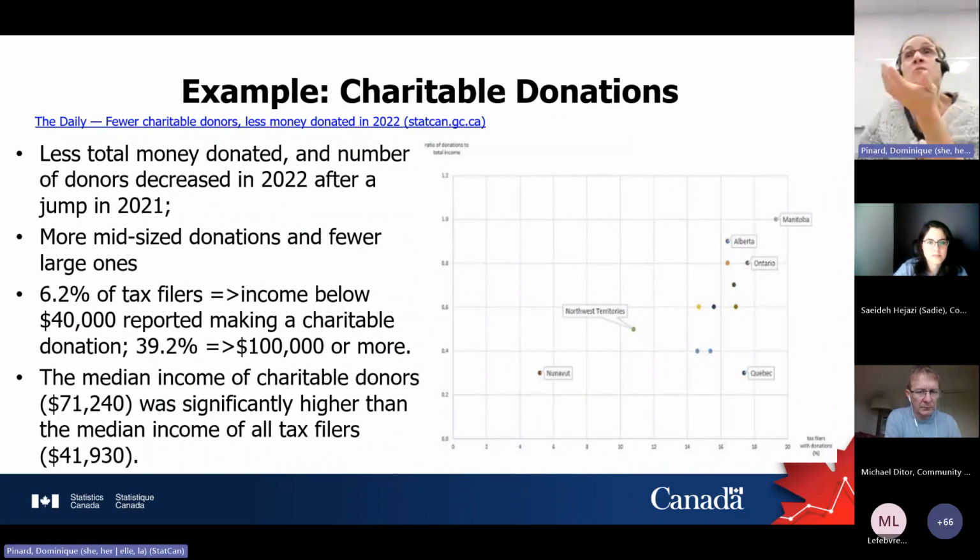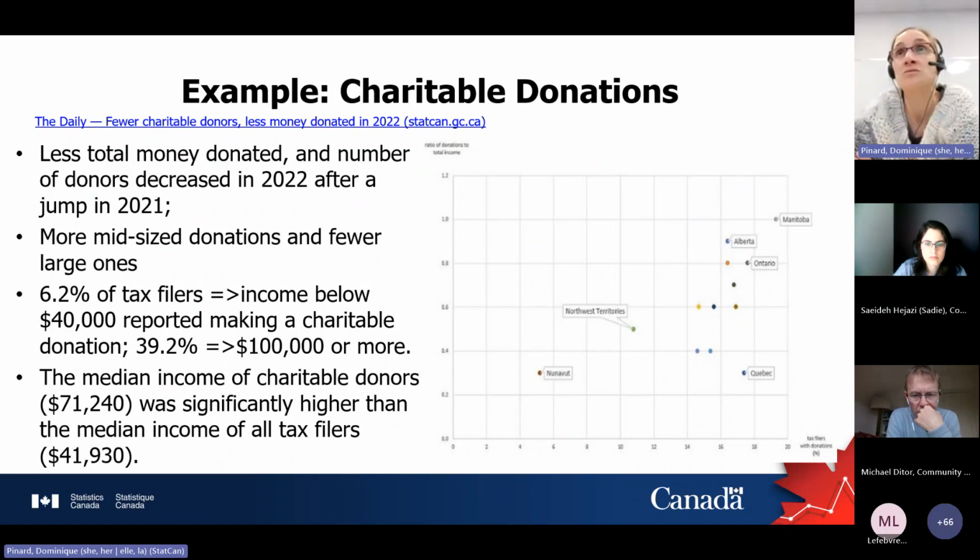And another point is the charitable donation that we released with the preliminary. So here on the right, you have a graph that shows the portion of tax filers who are making donations versus the ratio of donation to total income of that region. And so it's very interesting to see Manitoba is actually at the very top right corner with close to 20% of tax filers making donation for a total of 1% of the total aggregate income of that region.